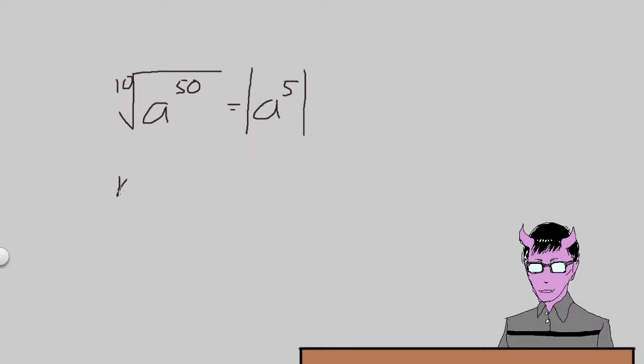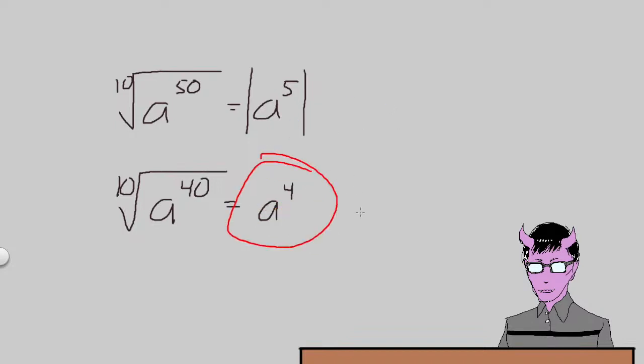If, however, you have something like 10th root, this is the one I was originally going to go for, of a to the 40th, so how many 10s fit into 40? It would be 4. Should you be safe and put absolute value? No, you don't have to put absolute value. Because the exponent 40 is even, it's still even. Which means, if a had been a negative value, it would have been changed to positive. If a is negative, it would still be positive right here. So you don't need to put absolute value for this situation.